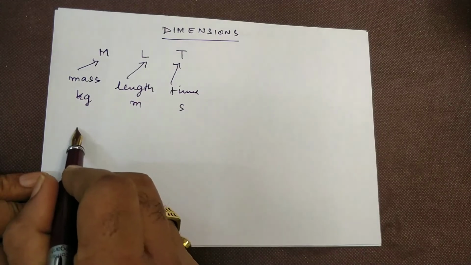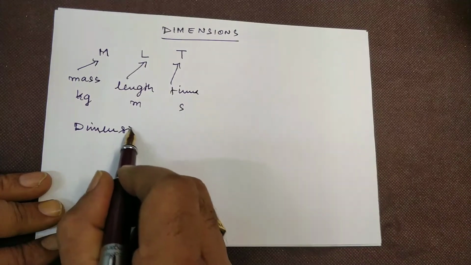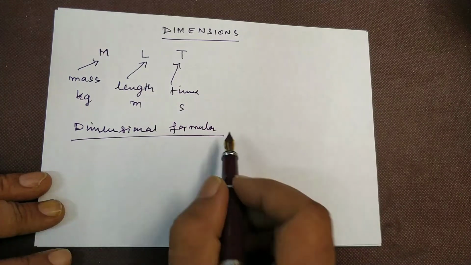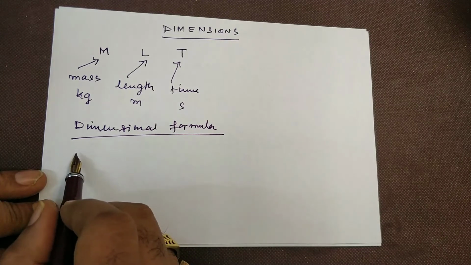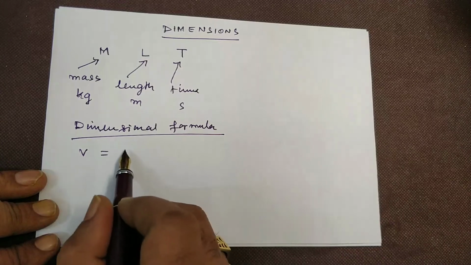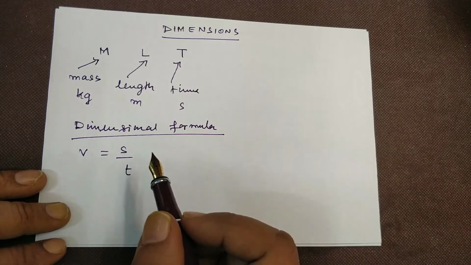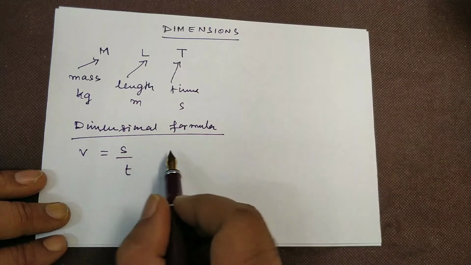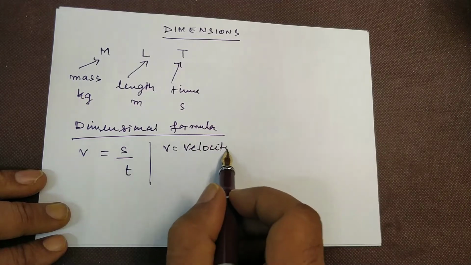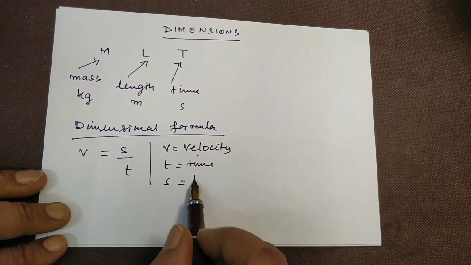Let us consider the dimensional formula for different parameters. For example, velocity. Velocity is nothing but displacement divided by time, where S represents displacement. Take down: V, velocity. T, time. S, displacement.